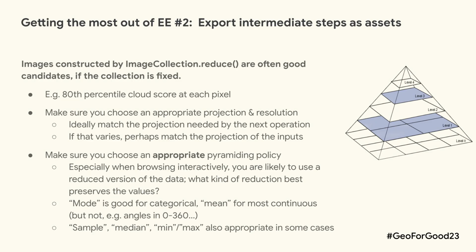ImageCollection.reduce is often a really easy place to spot this happening because you're taking a large number of images and consolidating them down to a single image. And then if you just save that result, every subsequent time you run your script, you can work with the saved result instead of having to recompute, reprocess all of the images in the collection.